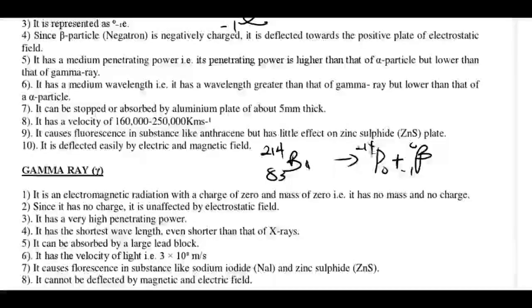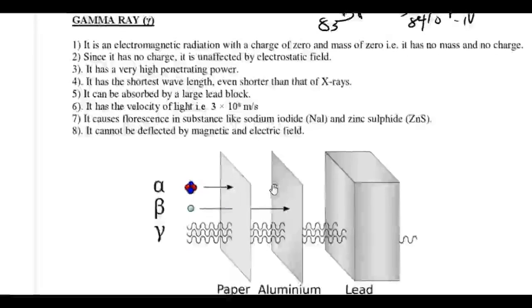So we have 214, but 83 minus 1, that's 84. So the atomic number of this is 84 and the mass number remains unchanged. So this is alpha, this is beta decay. So let's talk about gamma ray.